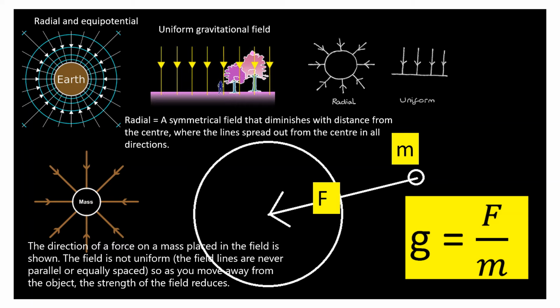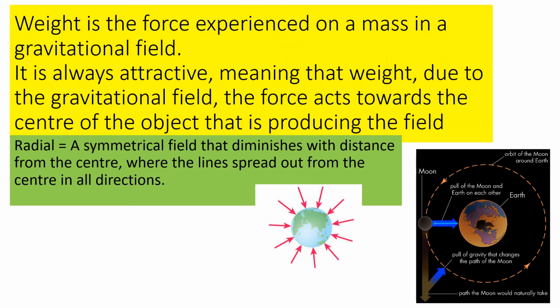If you look at the first slide, the weight is the force experienced on the mass in a gravitational field. So the mass that is creating the gravitational field will exert a force on that mass, and that force is called weight. And it is always attractive, meaning that weight, due to the gravitational field, the force acts towards the center of the object that is producing the field.